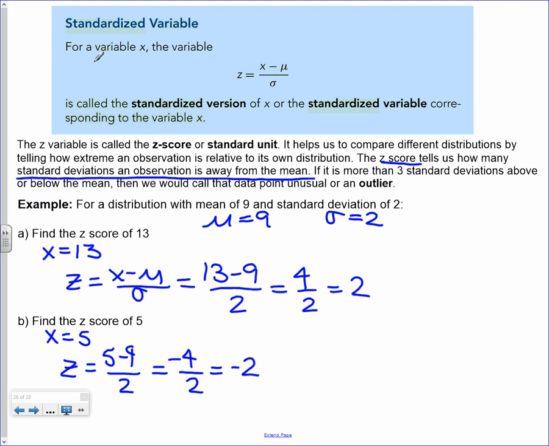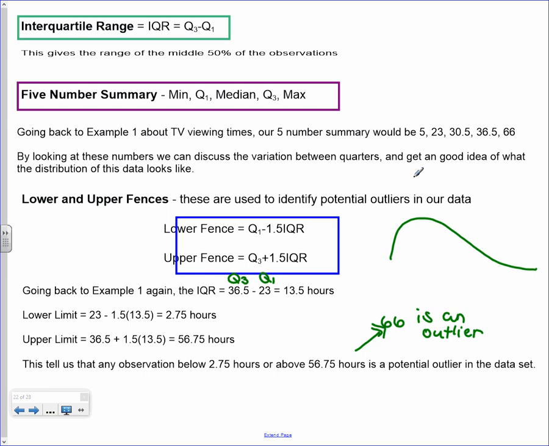What the z-score tells us is how many standard deviations an observation is from the mean. So if I have a z-score of 1, that tells me that my observation is 1 standard deviation above the mean. The z-score can be positive or negative. We expect the z-score to be between -3 and 3, and that is because of this.